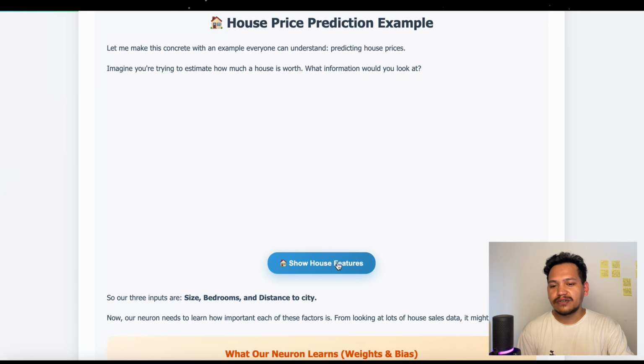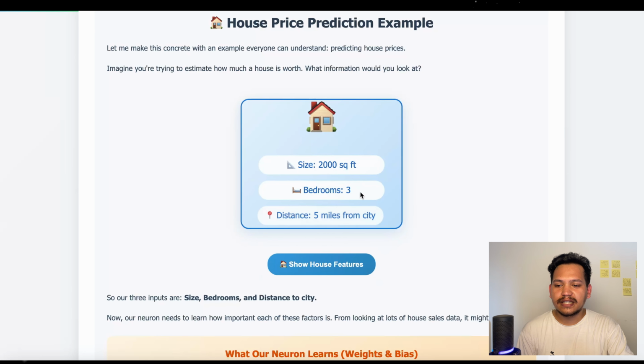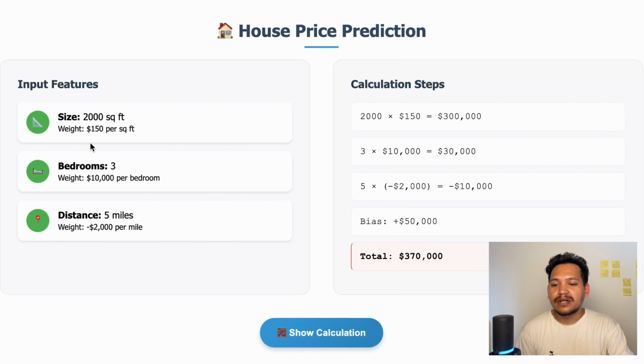Let me make this concrete with an example everyone can understand. Predicting house prices. Imagine you are trying to estimate how much a house is worth. What information would you look at? The size of the house? Bigger houses typically cost more. The number of bedrooms? More bedrooms usually mean higher prices. Now, how far it is from the city center? Location matters for price. So, our three inputs are size, bedrooms, and distance to city.